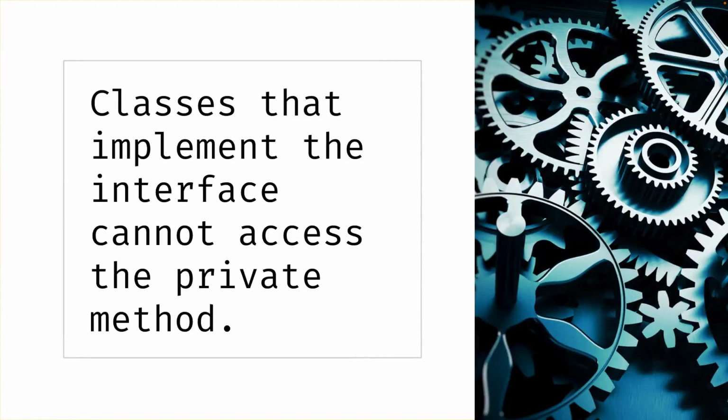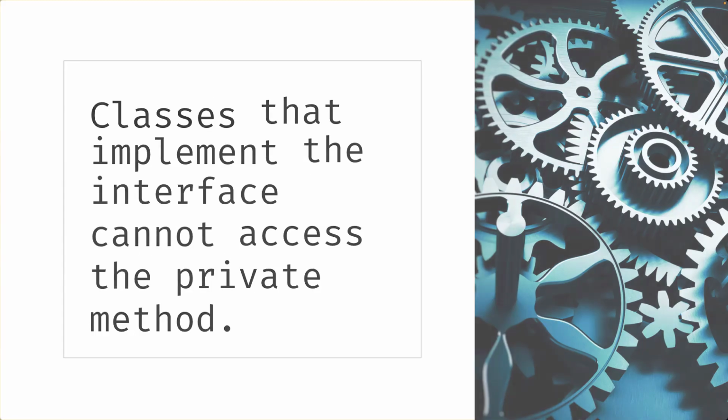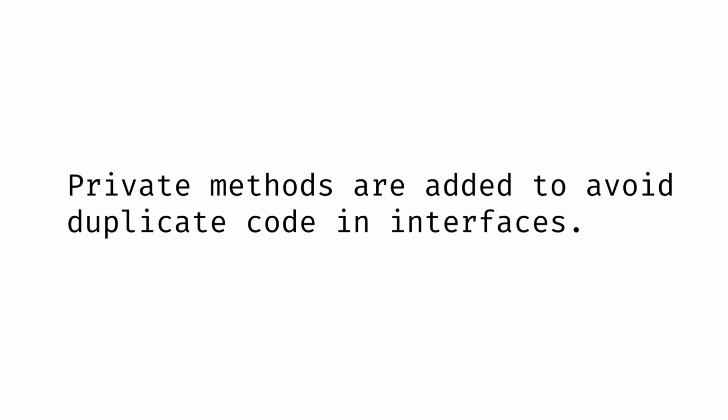Classes that implement the interface cannot access the private method. This is only accessible from within the class, so only other methods in the class can use this private method. Private methods were added to avoid duplicate code in interfaces and at the same time hide the implementation details from the outside world.